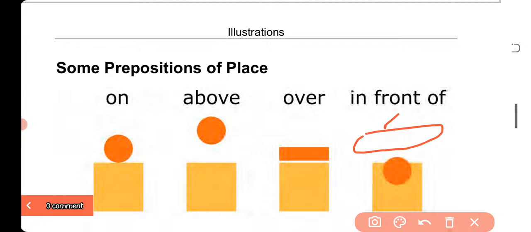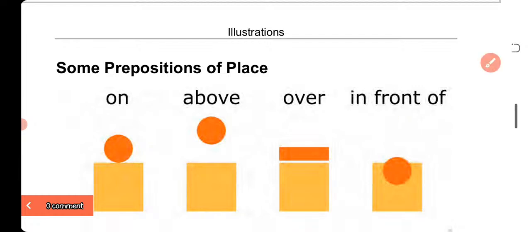Next one is: the computer is on the desk. Again, the desk is the surface and the computer is placed over it. So we can say that is a preposition of place. The book is on the shelf. The shelf again has a surface and the book is over it. Book has been placed over there. So simply we can say that on is a preposition of place.